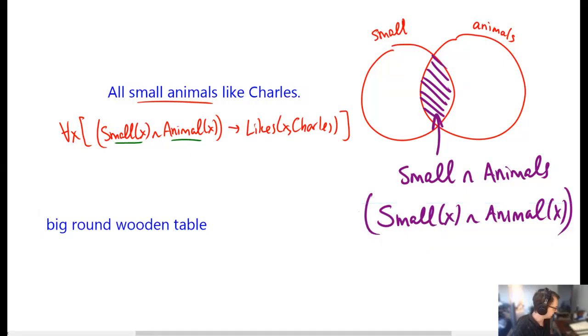If we go one step further and say something like a big round wooden table, this is something that is big, and it's round, and it's wooden, and it's a table. You can think of it as a thing that's a noun, and what other properties does it have? It has the property of being a table, being wooden, being round, and being big. Sort of like a list of things: it's this and this and this and so on.